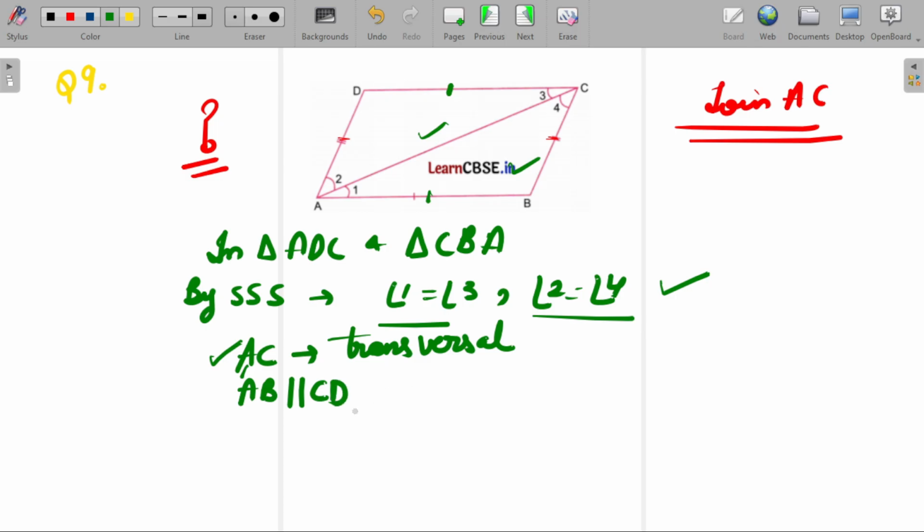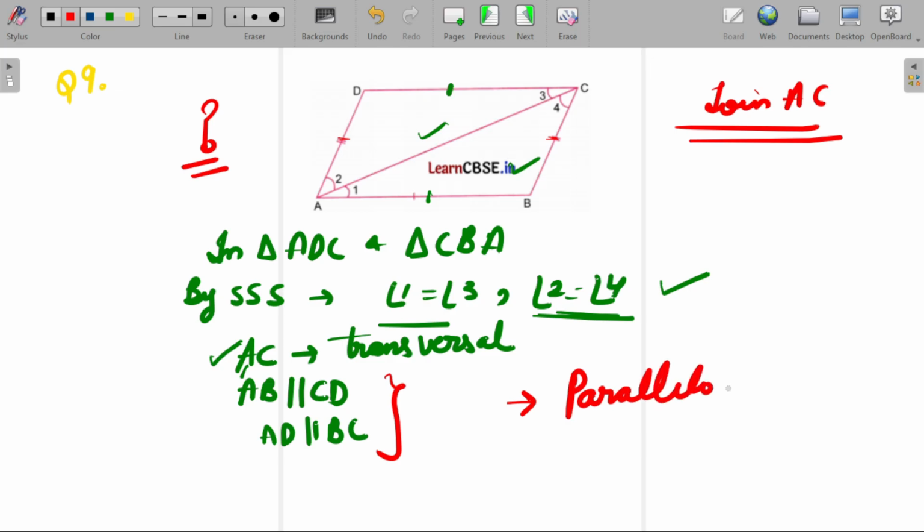Similarly, with AC as the transversal line, angle 2 and angle 4 are also alternate interior angles. That means AD is parallel to BC from the same result. This is the result that we have done in the previous classes as well. So the opposite pairs of sides are equal and also parallel. So what result are we getting here? It's a parallelogram. So the result is a parallelogram.